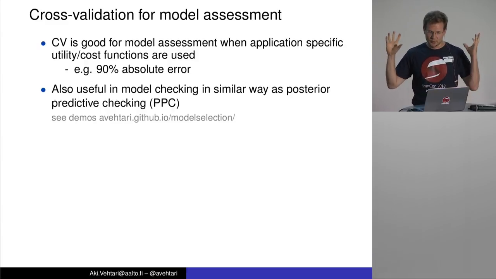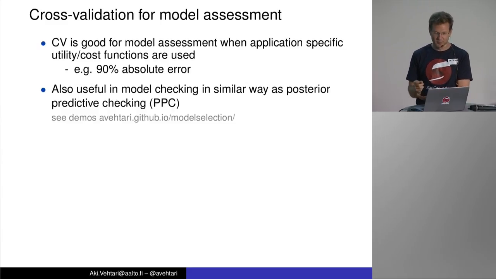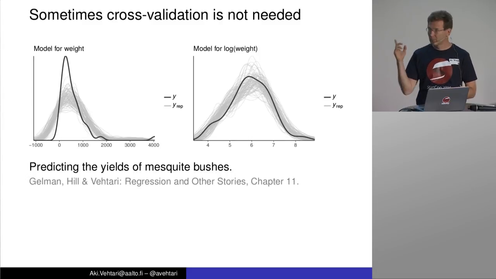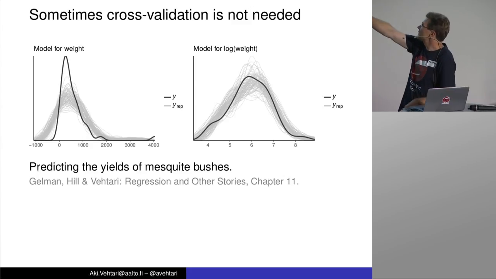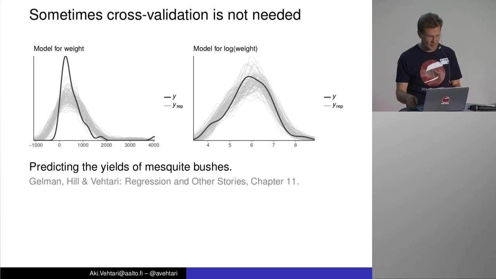So far I've talked about model assessment. If we have an application-specific utility, we could tell, for example, the absolute error for the concrete expert. It's also useful in model checking, in a similar way as posterior predictive checking, which I guess you heard about today. Sometimes it's not needed. Posterior predictive checking can already tell us. Here, predicting the yields of mesquite bushes, they select the model for weight, and we see that the posterior predictive distribution says the weight can be negative. On the right-hand side, we are predicting the log weight, and we see a much better fit. There's no need now to compute the log score for these models. We can reject the other model already, because it doesn't make sense to predict negative values, especially when there's so much mass.